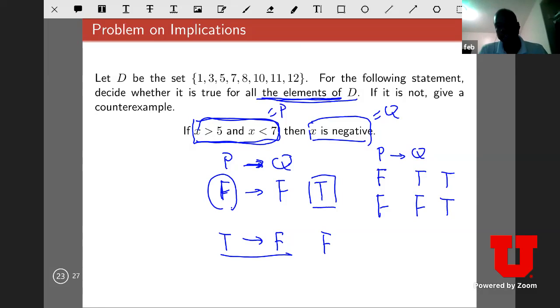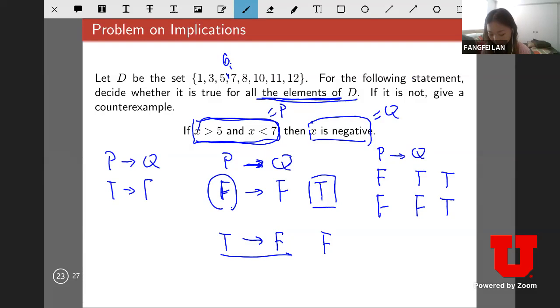Oh, I see what you're saying. So are you saying that if there was, let's say, a 6 there, it does not matter if X is negative? Yes, exactly. If there is 6 in the set, then the statement would be false, because we do have something that makes P true. So this implication becomes true implies false, and that is a false statement.